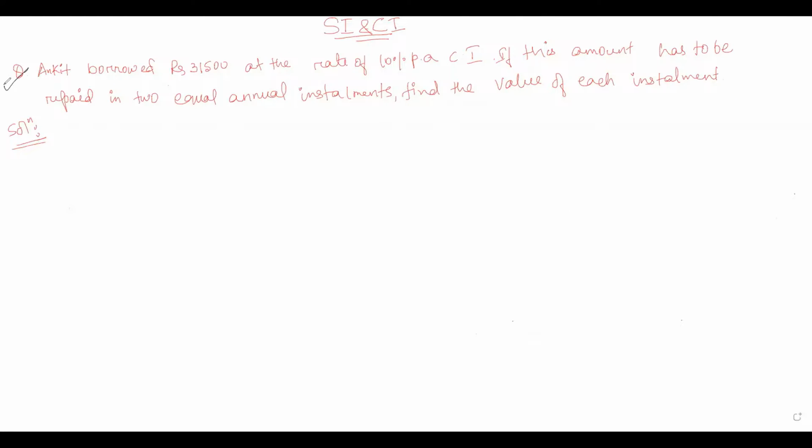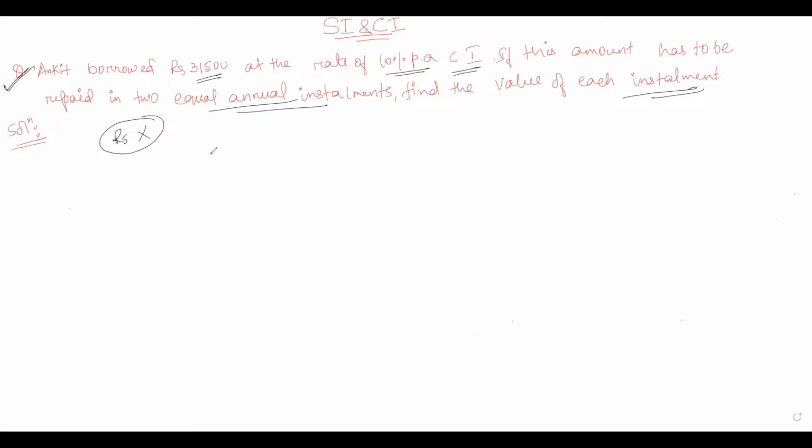Okay, so now let us see this question. Ankit borrowed rupees 31,500 at the rate of 10% per annum compound interest. If this amount has to be repaid in 2 equal annual installments, then find the value of each installment. For such kind of question, let us assume that each installment is rupees X. So that means after 1 year, Ankit has paid an amount of rupees X, and again after the second year, Ankit has paid an amount of rupees X.